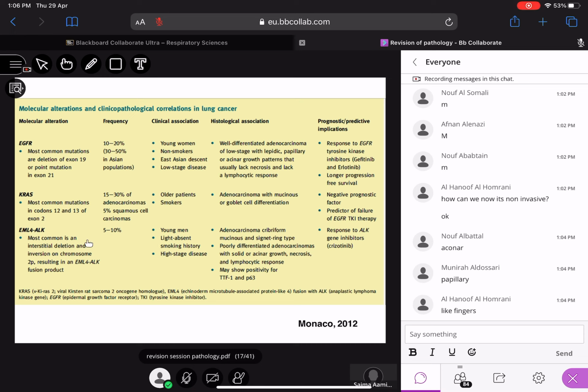And then EML4-ALK fusion protein is seen in young male non-smokers with a poorly differentiated pattern of tumor, and they can respond to therapy against ALK, a response to the ALK gene inhibitor, which is crizotinib. So these are the molecular alterations. They are very important because now they are being done for every tumor so that personalized therapy can be given to those patients.